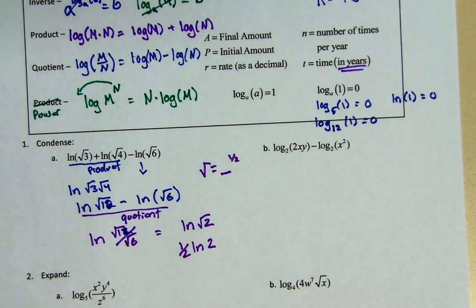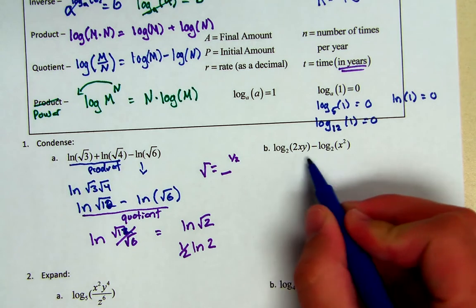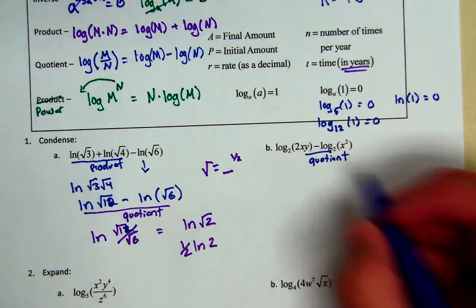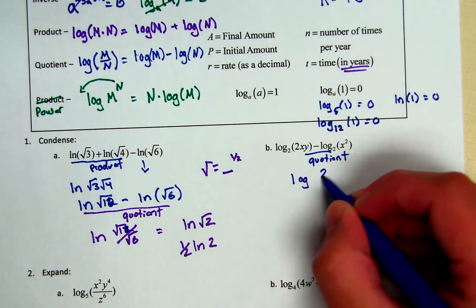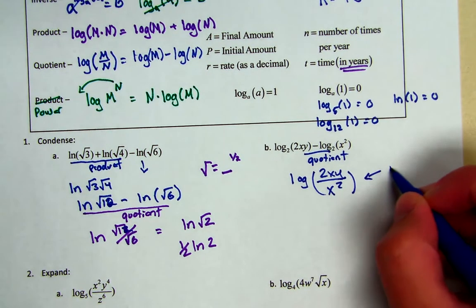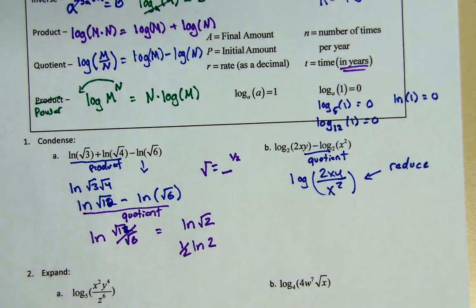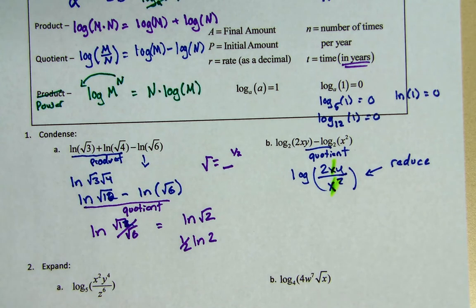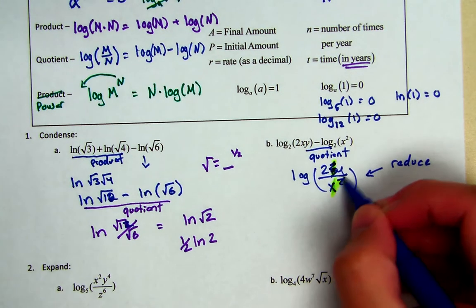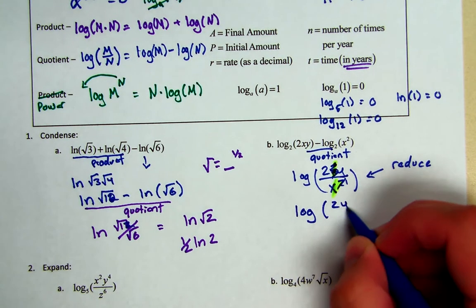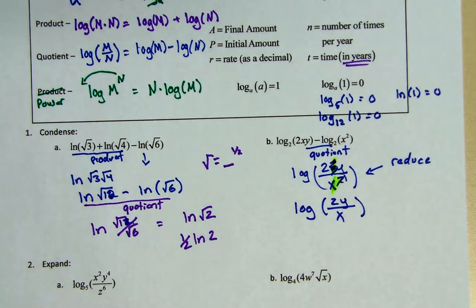Alright? Let's go ahead and condense here. So we've got subtraction. Again, that tells me I have a quotient going on. So same base, log 2xy divided by x squared. Now, here, we need to reduce. And that's where you have to recall your properties of exponents. If I have a 1 power here and I have a 2 power there, where is it going to end up? It's going to end up in the denominator. This is going to go down 1. Subtract them. Log of 2y over x. And then that's my final answer there.